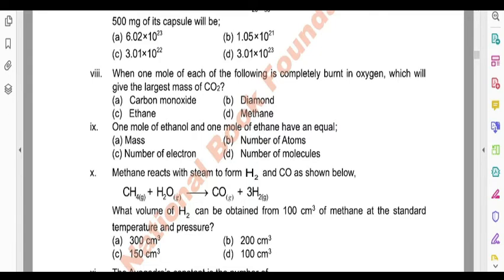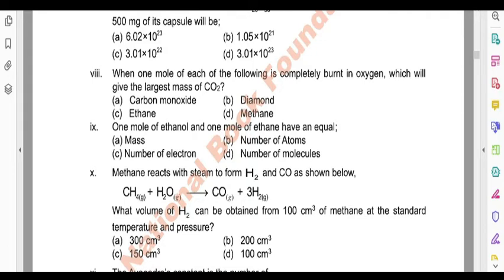Question number 10. Methane reacts with steam to form hydrogen and carbon monoxide as shown below. What volume of hydrogen can be obtained from 100 centimeter cubes of methane at the standard temperature and pressure? Now, this is a reaction between methane and steam giving carbon monoxide and hydrogen, and we have to calculate the amount of hydrogen in volume if 100 centimeter cubes of methane react at standard temperature and pressure.